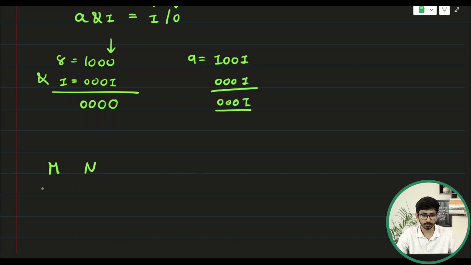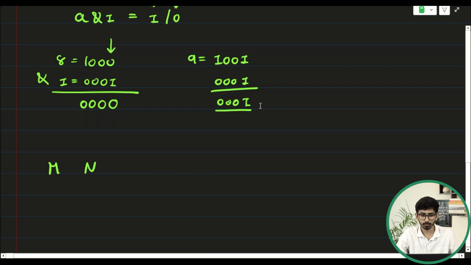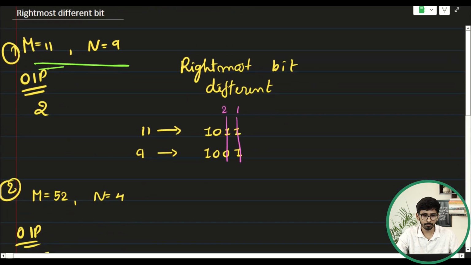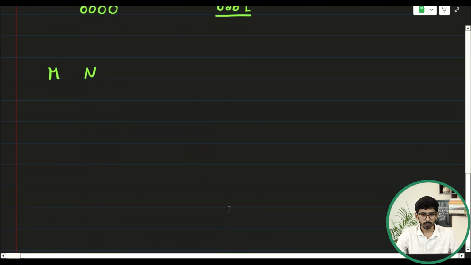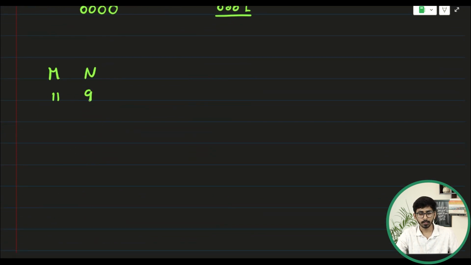So basically, let's take an example. Let's say this example, 11 and 9. So let's say this is 11 and this is 9. We know the binary representation of 11 is 1 0 1 1. And what is the binary representation of 9? It is equivalent to 1 0 0 1.